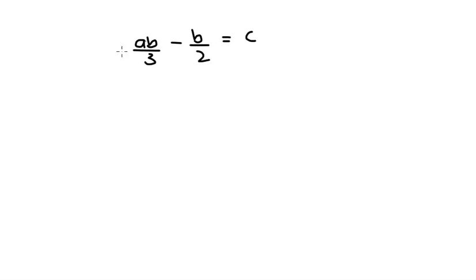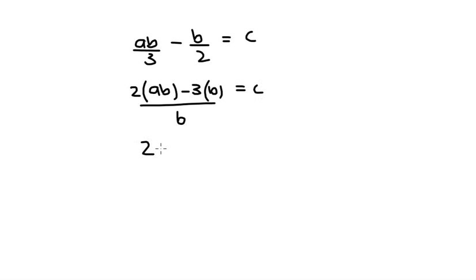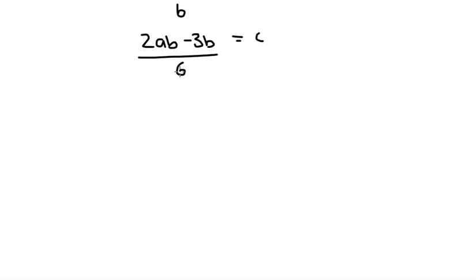Now we want to make a single fraction because I really just want one b. So I'm going to put everything on the left over 6. I'll multiply my first term by 2, so it's 2 by ab, and I multiply my b by 3. So if I simplify, I have 2ab minus 3b all over 6 is equal to c. I'm going to multiply across by 6 to get rid of the 6 on the bottom. So I have 2ab minus 3b is equal to 6c.